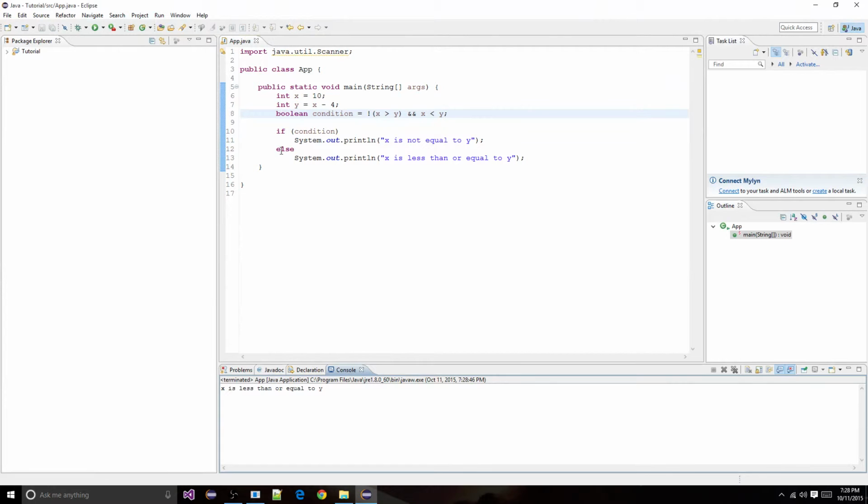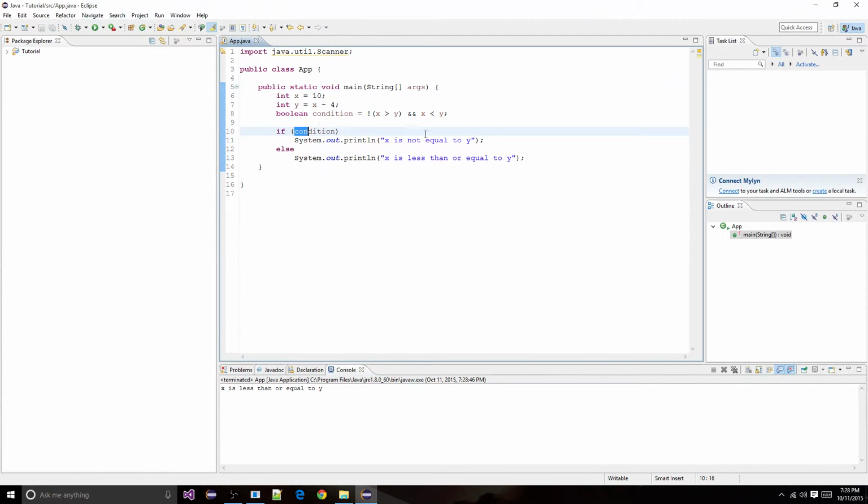And we can see that the condition is false. So let me go ahead and update the print line here and say condition is false or true. Condition is false. So go ahead and run that. And we can see that the condition is false.